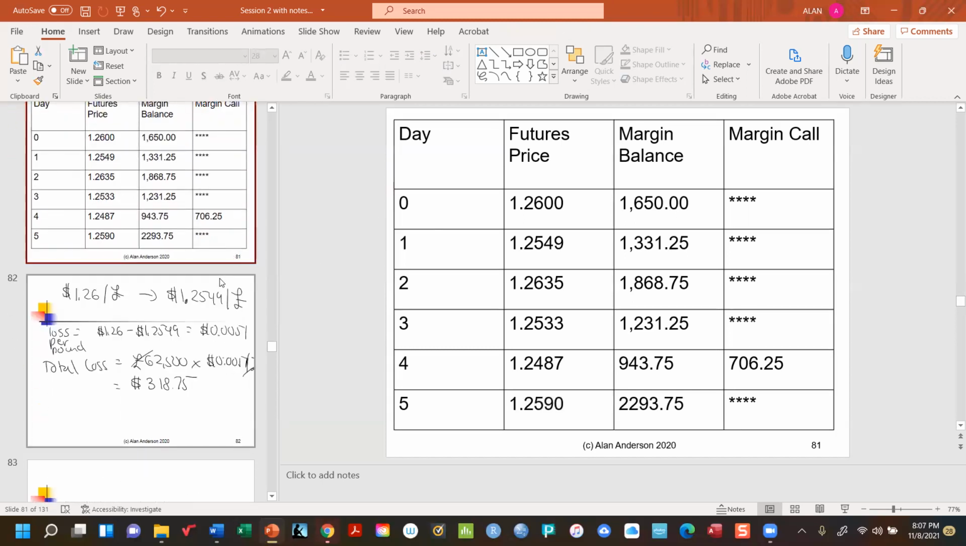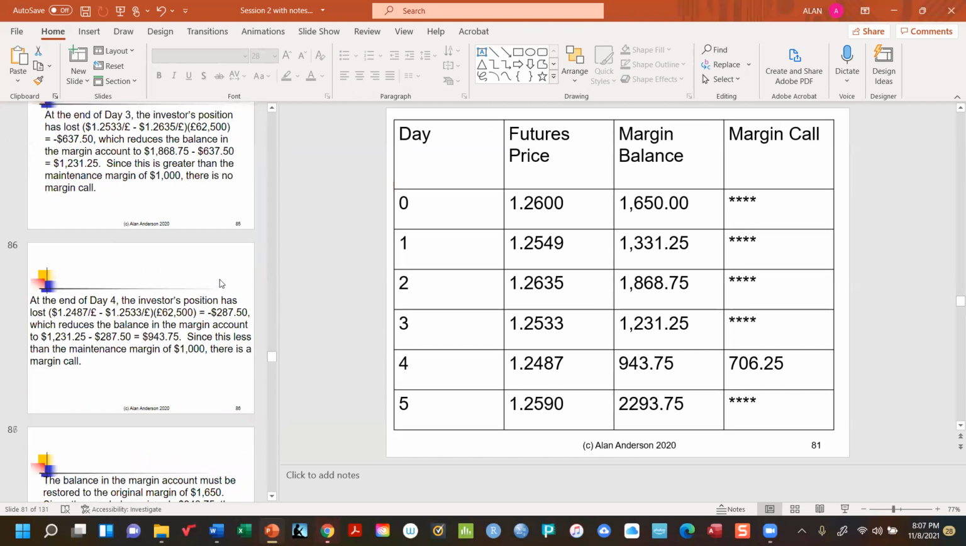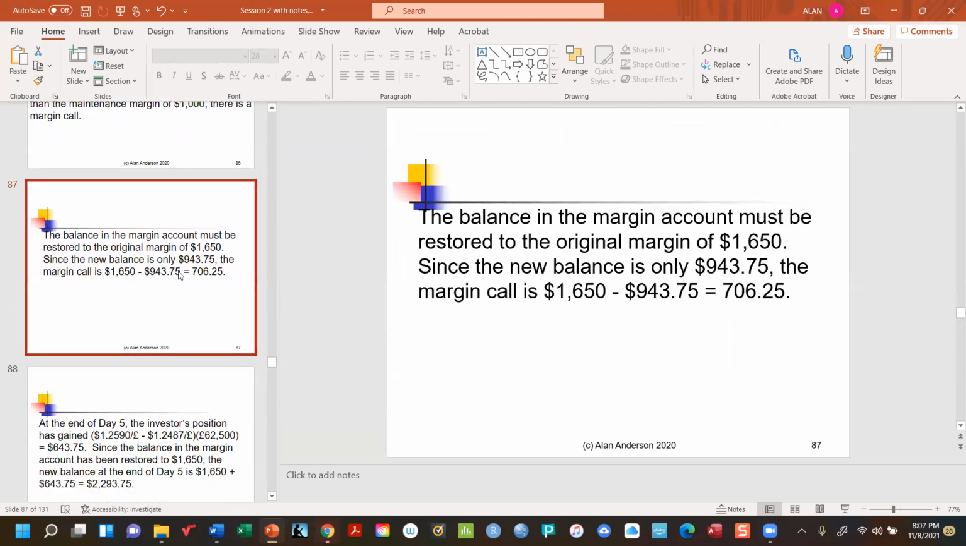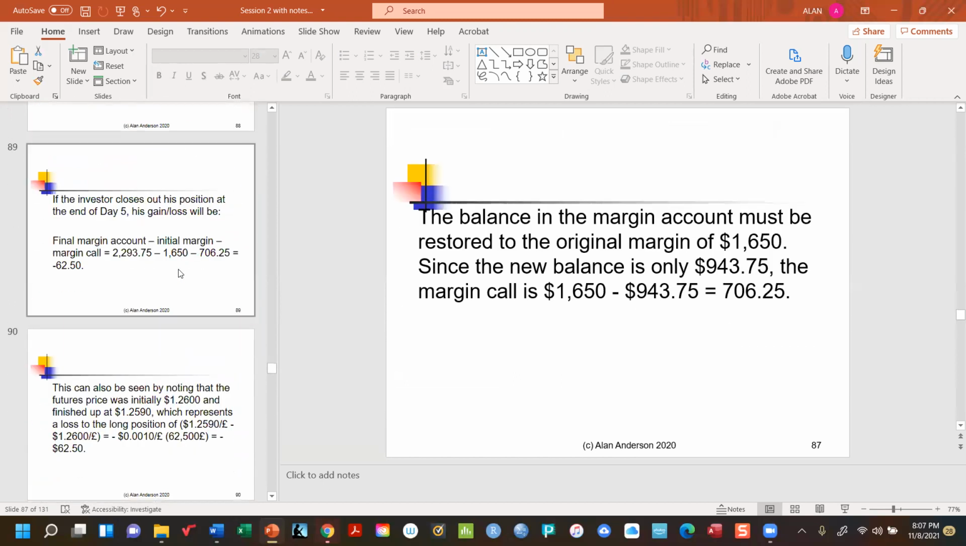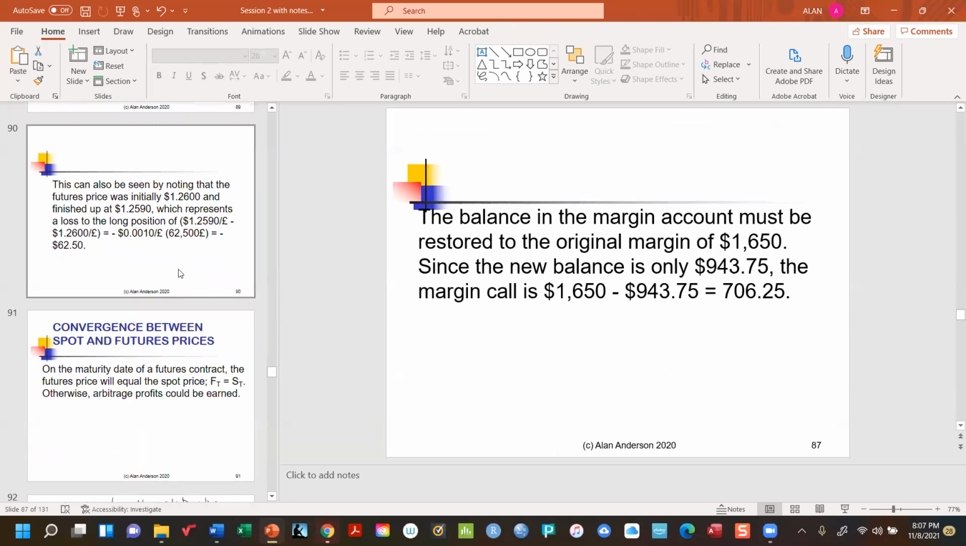So anyway, here I've got all the details. You know, you can go through these separately if you want, but I think we get the gist of it. So that's what we mean by marking to market.